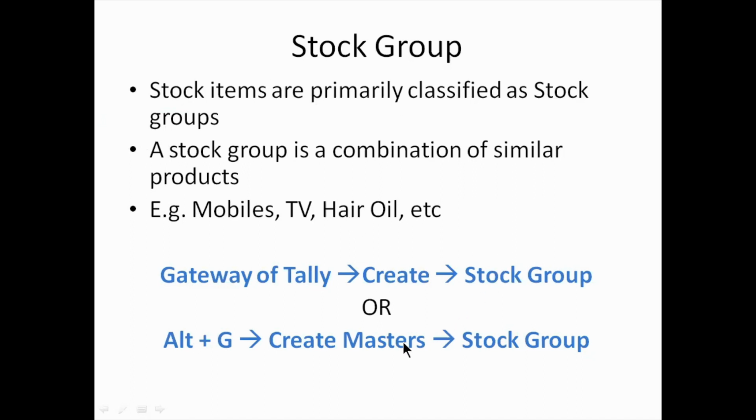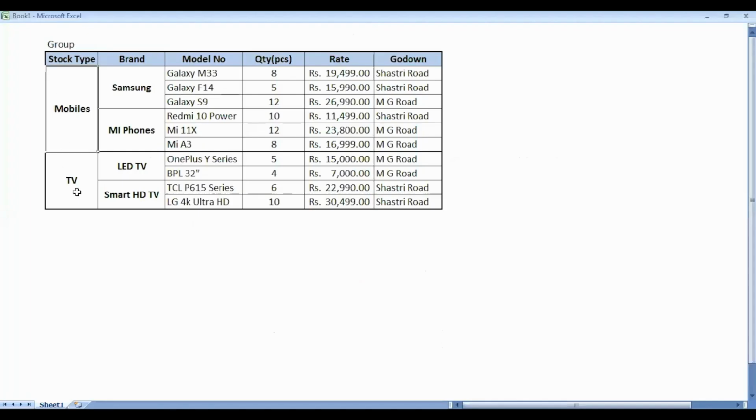And how to create a stock group? We have to open the Gateway of Tally, go to Create, and then select the stock group. Or another alternate option is available. Use the Go To feature. Press Alt G from the keyboard, select Create Master and Stock Group. We will create stock through any of the options available. So let's create the stock groups of mobiles and TV.